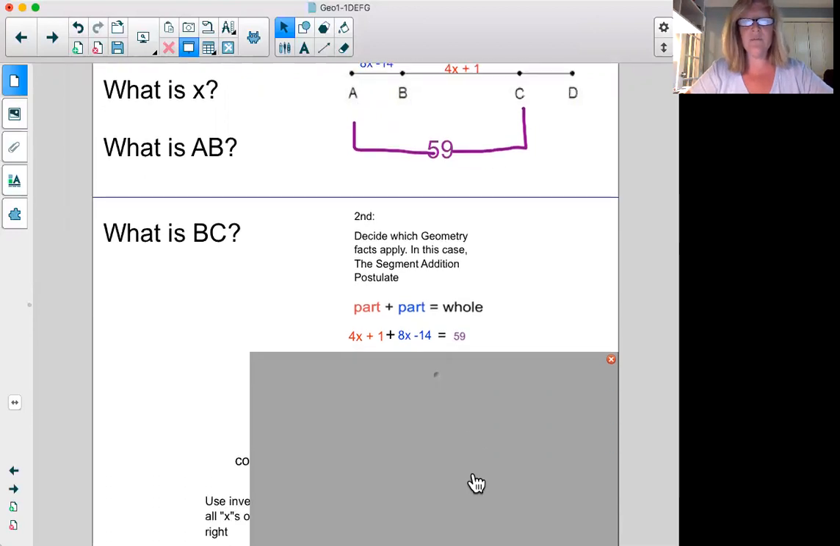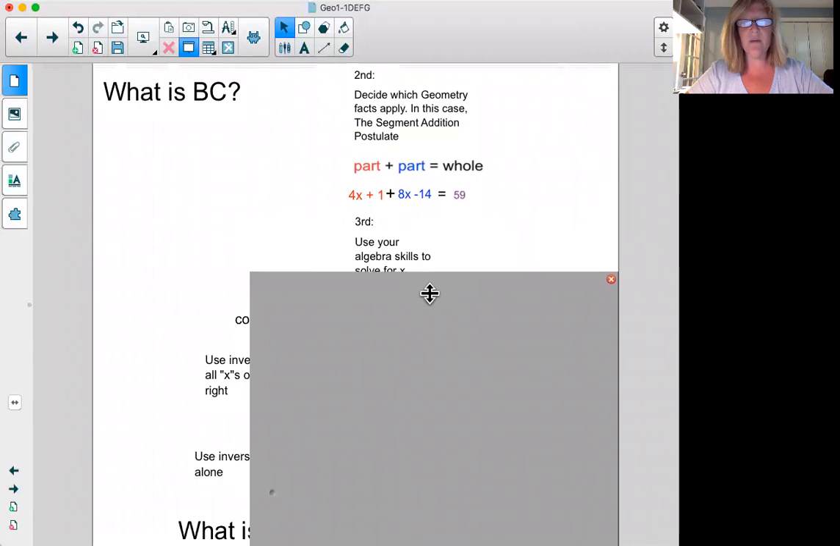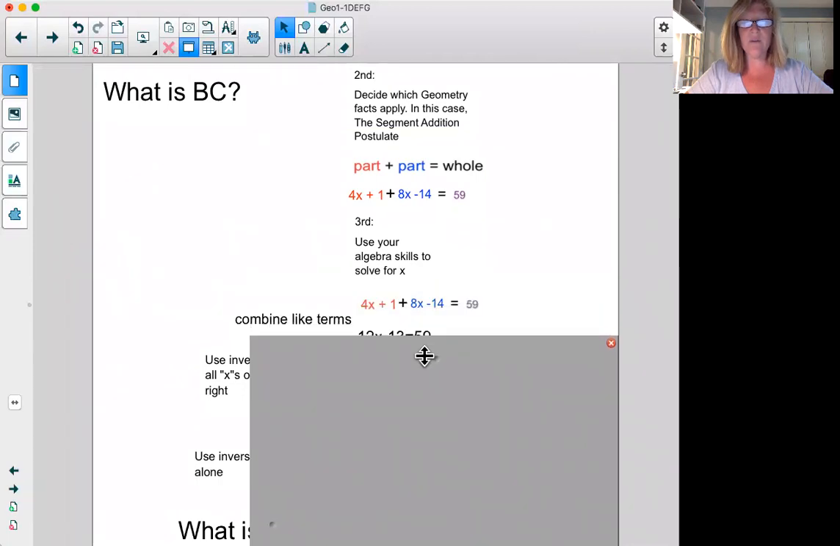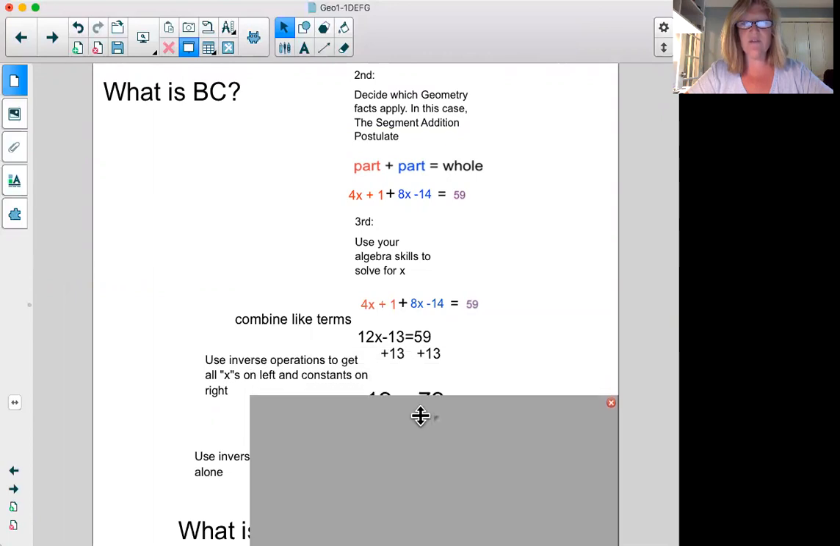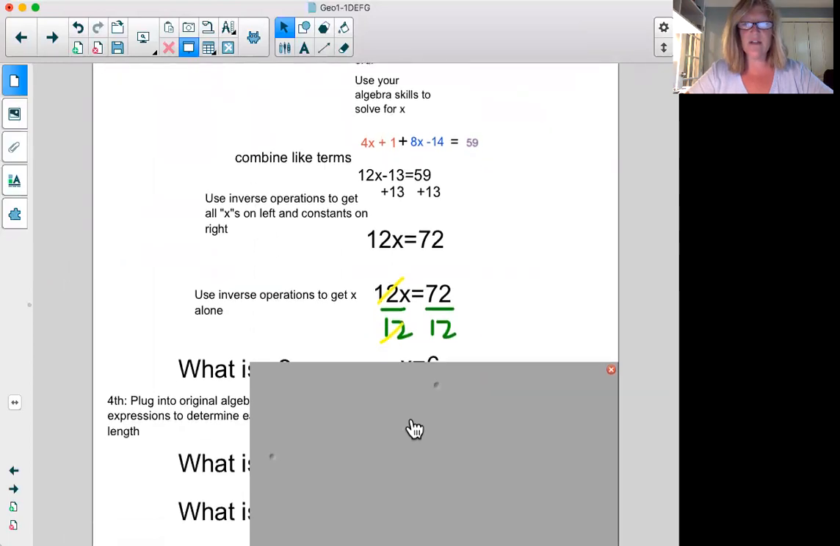And now I'm going to pull out my Algebra 1 skills and I'm going to solve this equation. I'm going to get all my x values on one side. I'm going to combine my like terms. Then I'm going to add 13 to both sides, doing my inverse operations. And then I'm going to divide by 12, do my inverse operations to find out that x is 6.